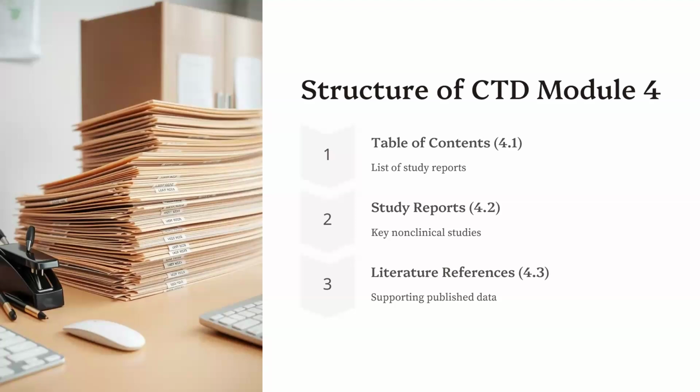Okay. Then 4.2, which will have all the study reports, core animal or in vitro study data, etc. And the last one would be your literature references, which is required to support your published data. Right. So table of content is easy. You'll have to mention the title of all the study reports that you're submitting in 4.2, and just make a reference to 4.3 that yes, literature references are also present.